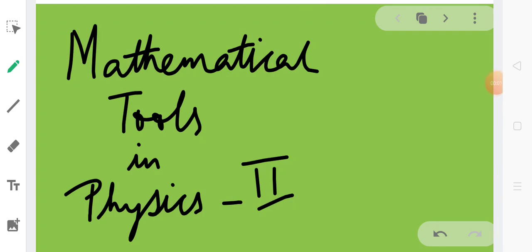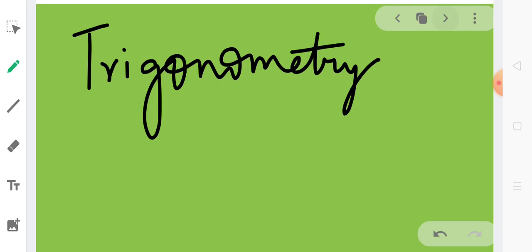Hello students, today we will continue our discussion on mathematical tools in physics, and today will be the second part of the chapter in which we will focus on trigonometry. Now in class 10 already you have been introduced to the concepts of trigonometry, in which you have studied about different trigonometric ratios: sine theta, cos theta, tan theta, cot theta, cosec theta, sec theta. These are all ratios regarding the different sides of a right angle triangle.